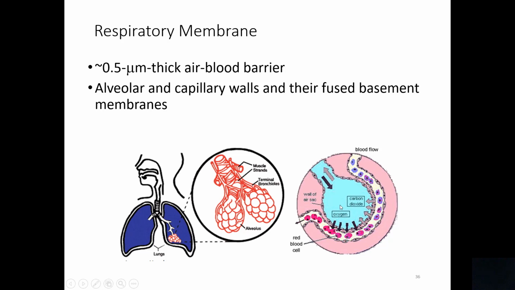Gases are going through that membrane back and forth. Oxygen is going from the alveolus to the blood. Carbon dioxide goes from the blood to the alveolus.